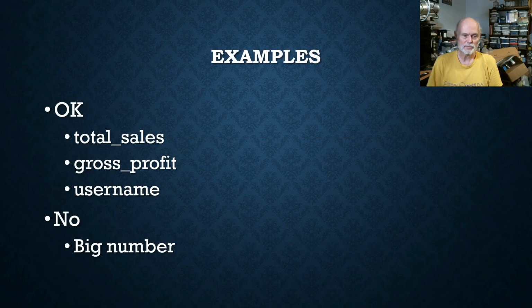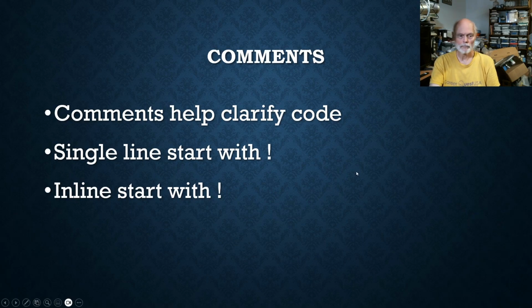Some examples: total underscore sales, gross underscore profit, username altogether. You can't use something like big space number because it has a blank space. And when we're working with data, we're going to assign that data to variables to work with in our programs.